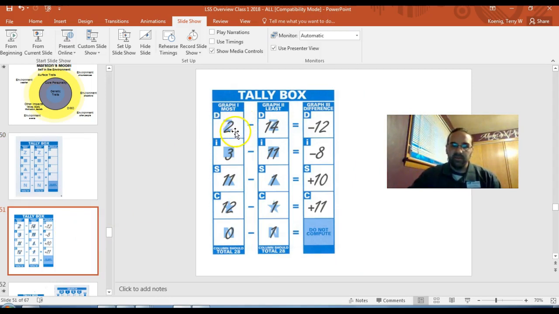So for Z, on your most, you might have 2 Z's. Least, we had 14 Z's. You had 3 positive squares, 11 negative squares, and so on and so forth. And it gives you a score: negative 12, negative 8, positive 10, positive 11.